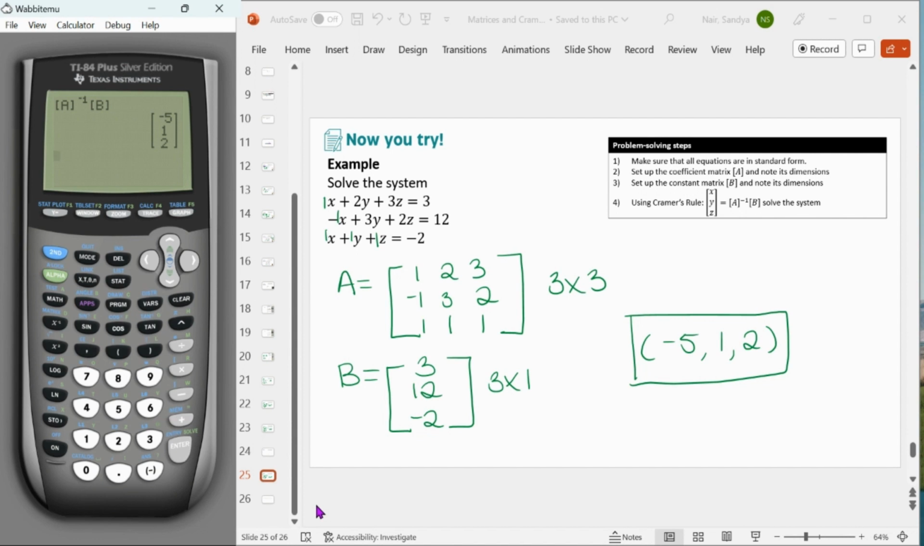So here's matrix A, the coefficient matrix. It's 1, 2, 3, -1, 3, 2, and 1, 1, 1. Remember, you need to enter this in second matrix by going to the edit menu. Matrix B is 3, 12, -2, which you can also enter from the edit menu. And then remember, using the names menu, you call back matrix A and then do the inverse button. And then from the names menu, you call back matrix B. And then when you hit enter, it should give you the solution, which is -5, 1, 2.